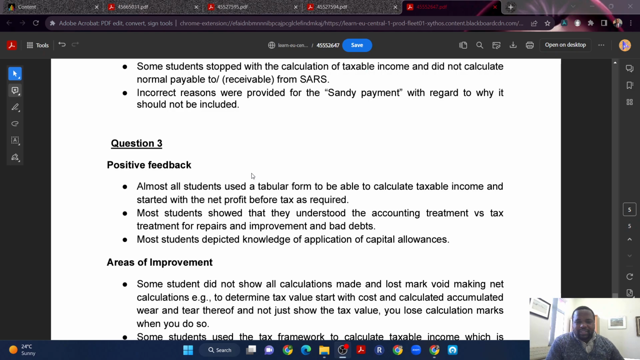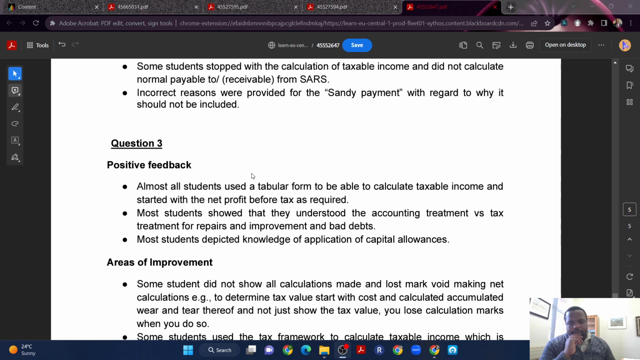Then it says most students showed that they understood the accounting treatment versus the tax treatment for repairs and improvements and bad debts, which is good. Most students depicted knowledge of the application of capital allowances. Again, that's good, because I think this was one of the last topics before you wrote, so it means at least you guys are pushing.